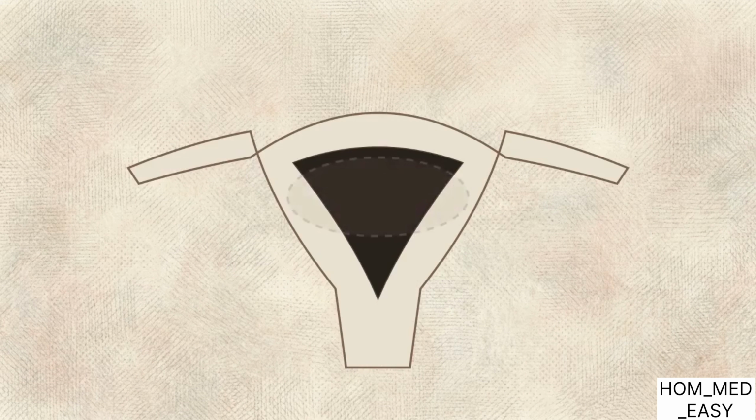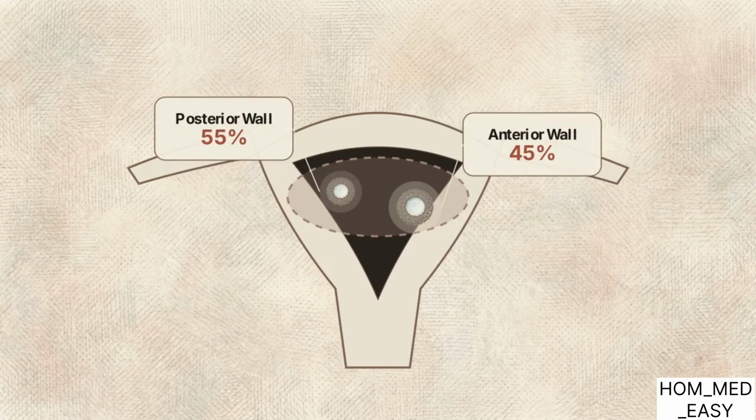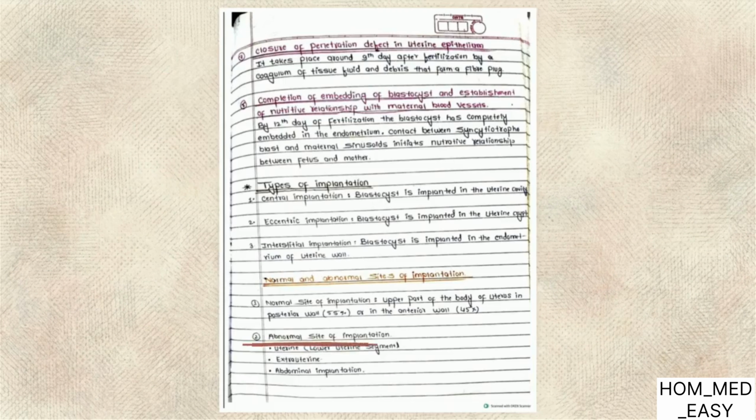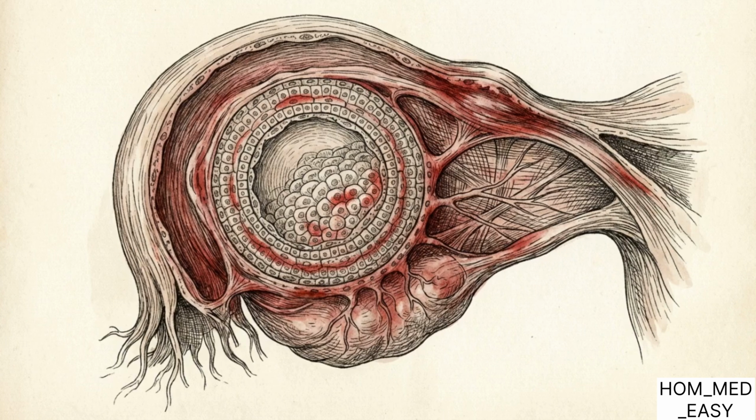Normal implantation overwhelmingly occurs in the upper part of the uterine body. Within that region, the blastocyst slightly favors the posterior wall, occurring there 55% of the time compared to 45% on the anterior wall. However, this targeting system carries severe risks when deviations occur. The clinical notes categorize 3 primary abnormal sites of implantation. If the blastocyst embeds in the lower uterine segment, the extrauterine tubes, or escapes out into the abdominal cavity, the result is an ectopic pregnancy, a condition with massive obstetric complications.